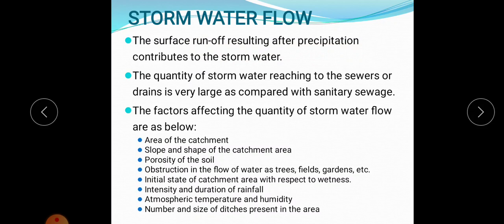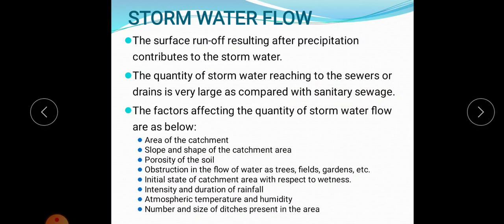For designing the sewers and the sewerage system, we have to calculate the stormwater which is going to flow through that sewer. The quantity of stormwater reaching the sewers or drains is very large as compared with the sanitary sewage, because we cannot predict the amount of rain which is going to fall on our area. Usually the quantity of stormwater will be very much higher than that of sanitary sewage, and we have to calculate that quantity.